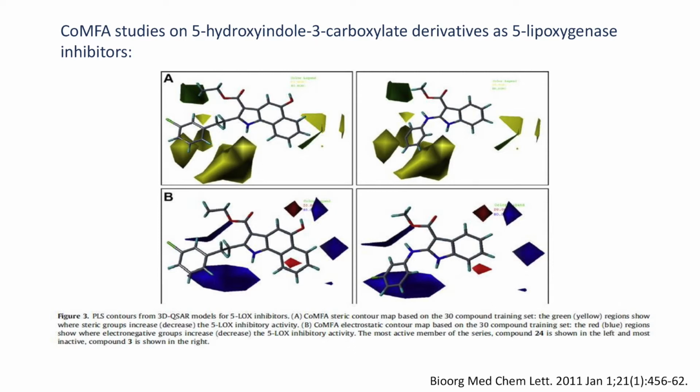For example, the first contour is for steric groups, which are nothing but van der Waals interactions. If you add steric groups in the yellow region, it decreases the activity of the modified compound against 5-lipoxygenase. Whereas if you add steric groups in the green region, that will increase the inhibitory activity of the modified compound against 5-lipoxygenase. The second one is for electrostatic, where the blue region shows where electronegative groups decrease the activity, whereas the red region shows where electronegative groups increase the activity.